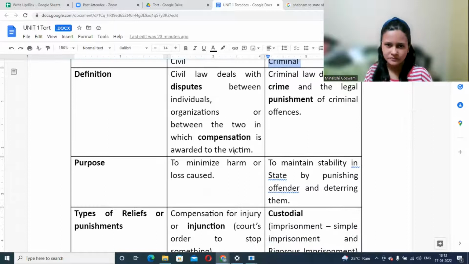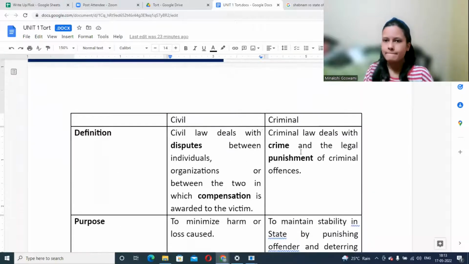Ma'am, for example, one person A kills B, and B doesn't have any family, friends, or anybody. In this situation, will the state be involved? Otherwise also the state will be involved. You would see the state's name when you read criminal law. The state name would be involved even otherwise. But this is mostly under criminal law only, not mostly under civil law.